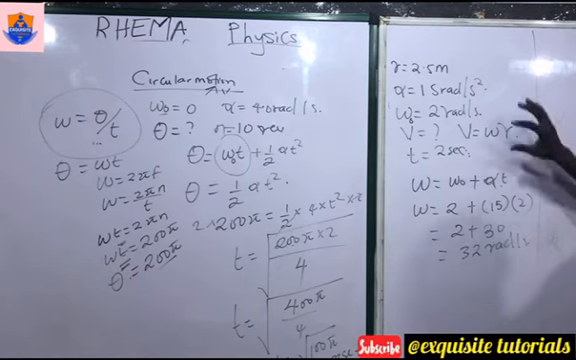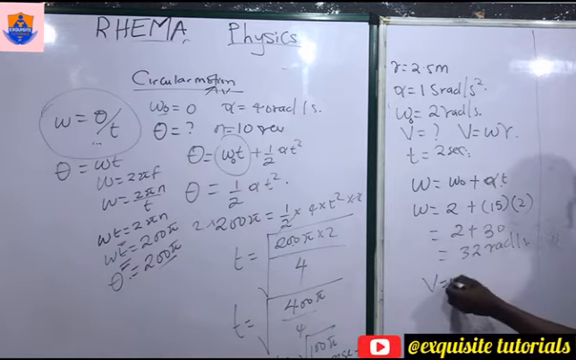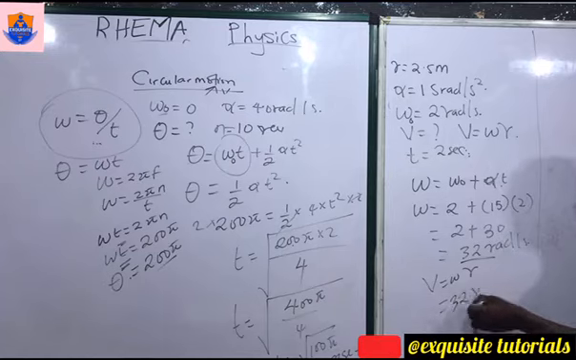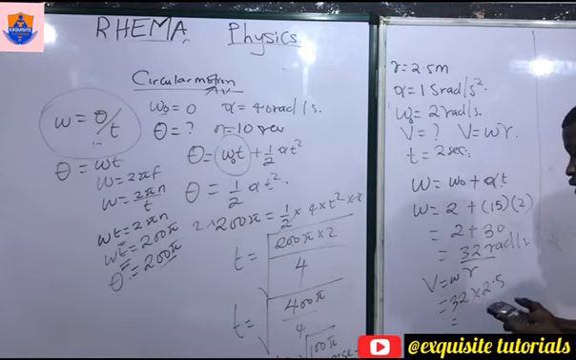Now, with this value, you can determine the value for your linear speed. So our v is equal to w times r. We already have our w to be 32, so we apply 32 times the radius 2.5. If you multiply these two together, 32 times 2.5, you'll have 80.